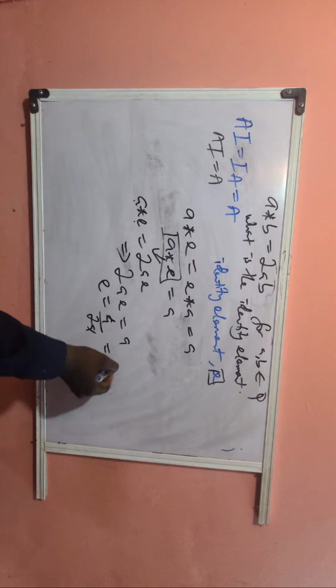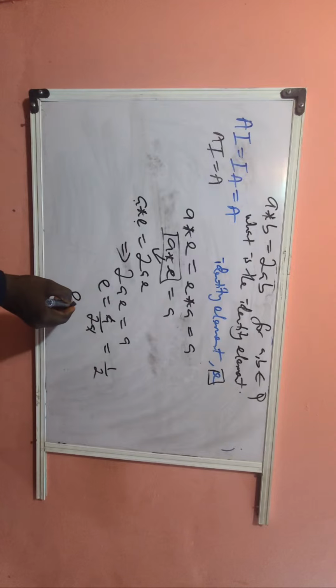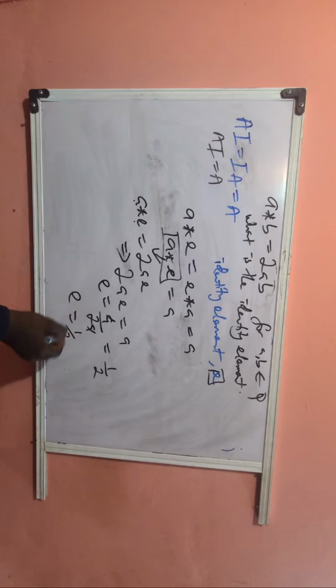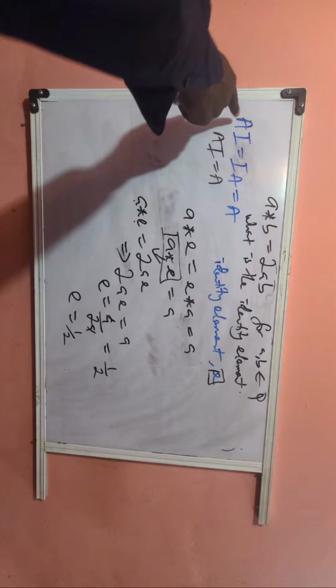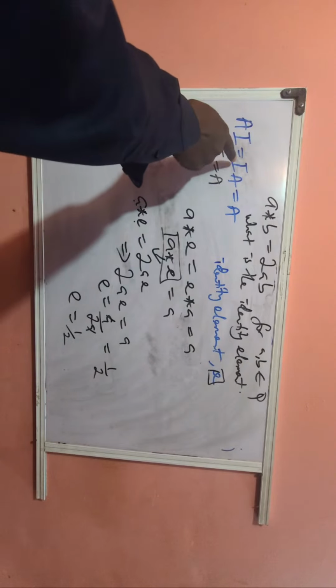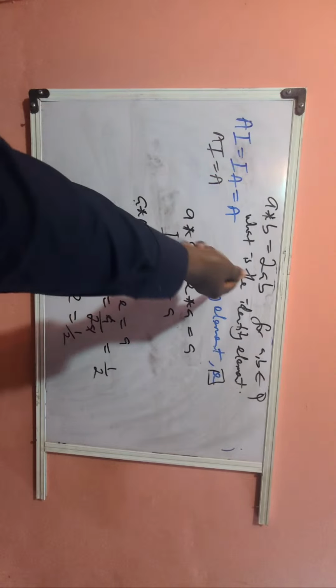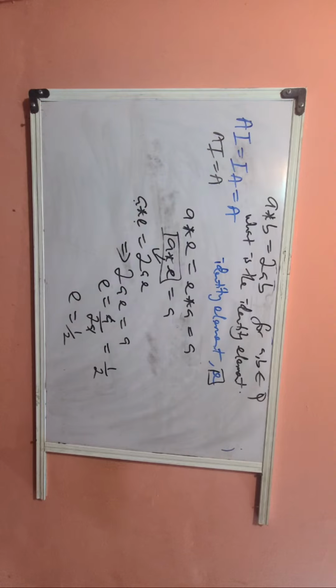Because A will cancel A, you'll be left with 1 over 2. So your identity element E is 1 over 2. So the basic idea is to never forget this: A times identity, anything, is always identity times that thing. It applies also under binary operation.